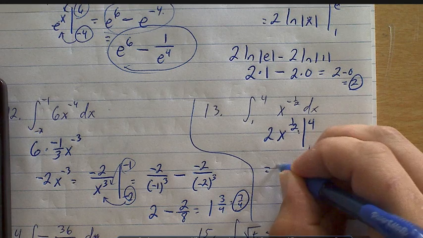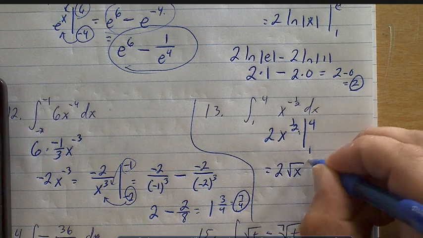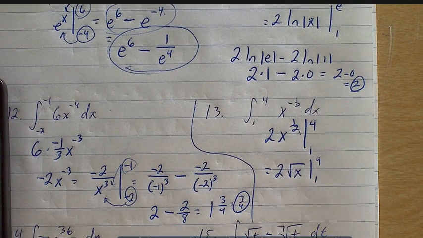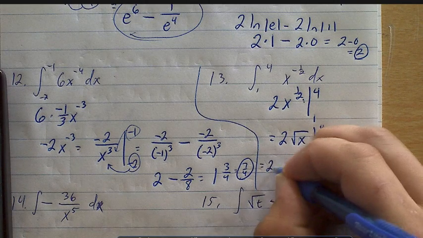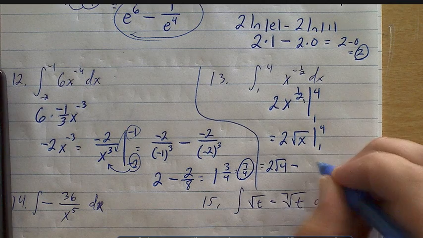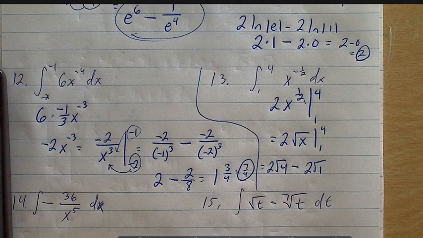So I substitute 4 in for x, minus, substitute 1 in for x, and end up getting 4 minus 2, which ends up giving you a solution or answer of 2.